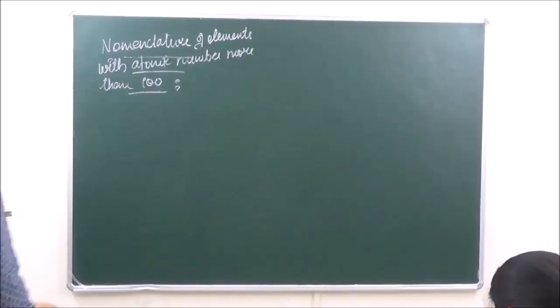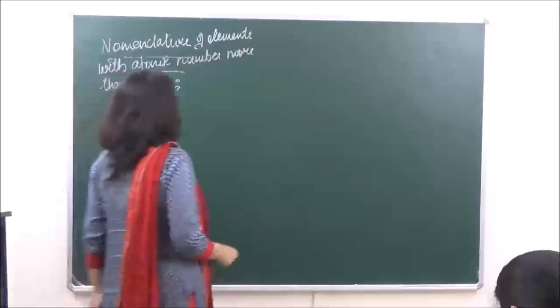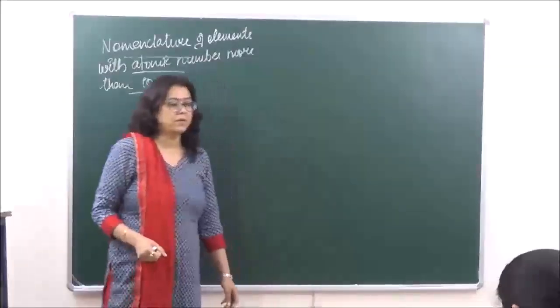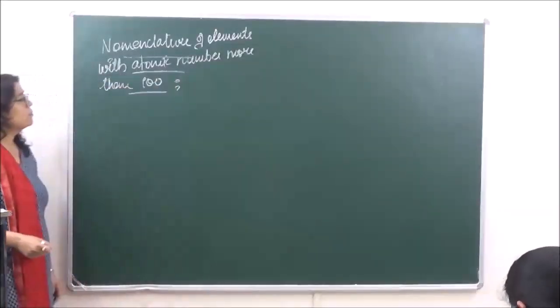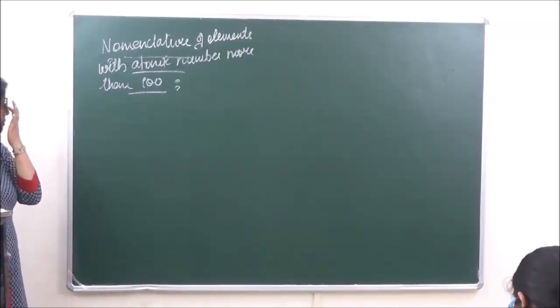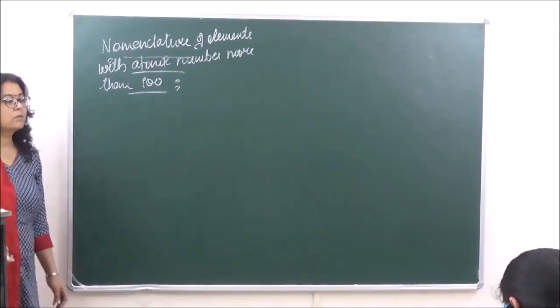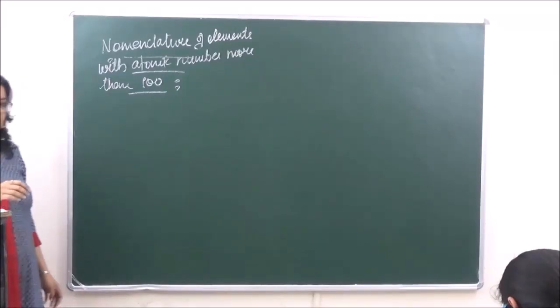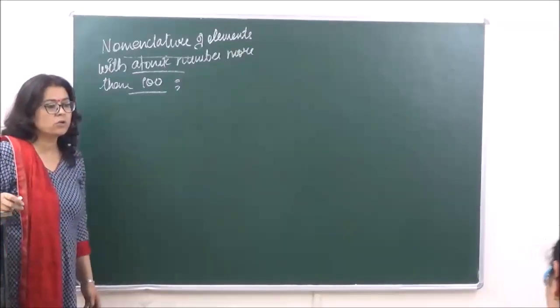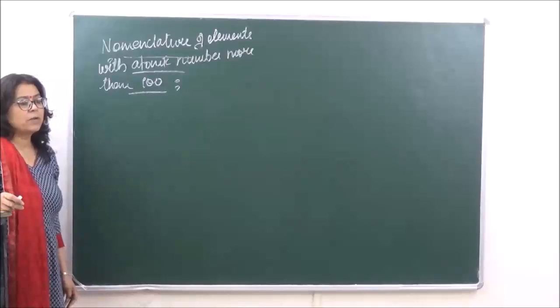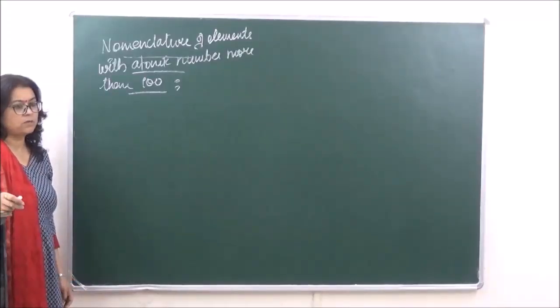So our topic for today is the nomenclature of elements with atomic number more than 100. Basically, many elements have been discovered. Approximately 112 elements had been discovered, and slowly, as of now, we have 118 elements which are discovered.